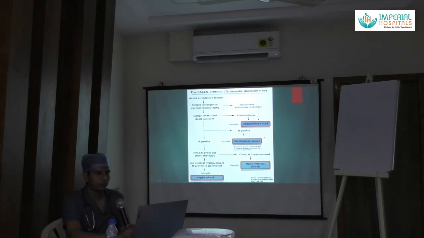So when there is a B profile, it is usually either cardiogenic shock or pulmonary edema related. We have to rule out other causes which are causing pulmonary edema.